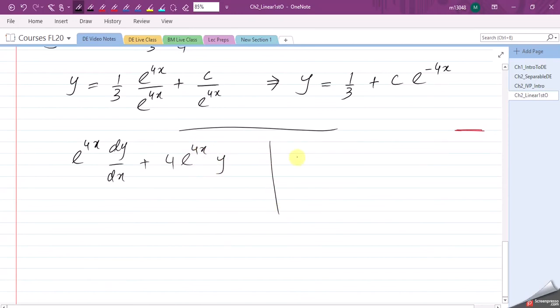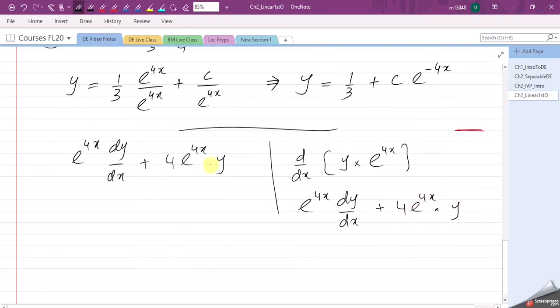Now let us expand what we have written, y times e raised power 4x. What is the formula for this one? The formula says e raised power 4x as it is, derivative of y, plus y as it is, and derivative of e power 4x, which is 4 e raised power 4x, and y as it is. It's exactly the same. So we have just reversed the formula.